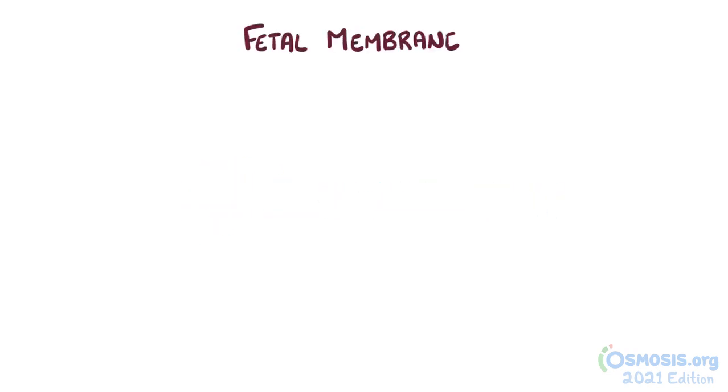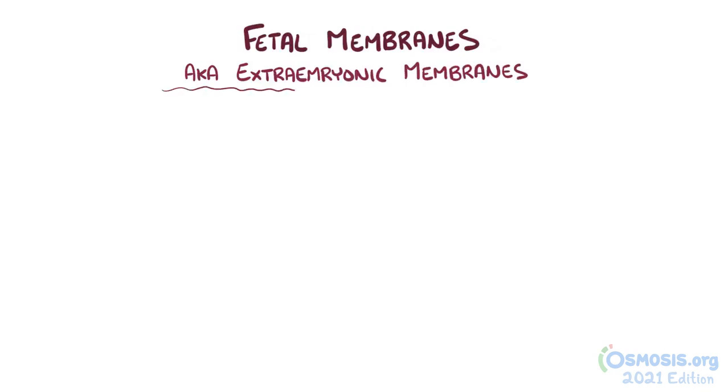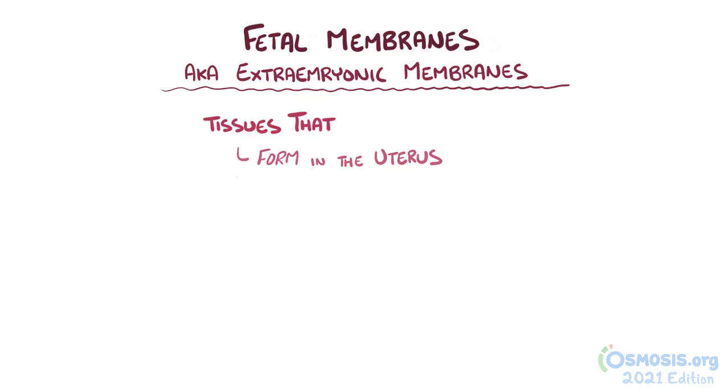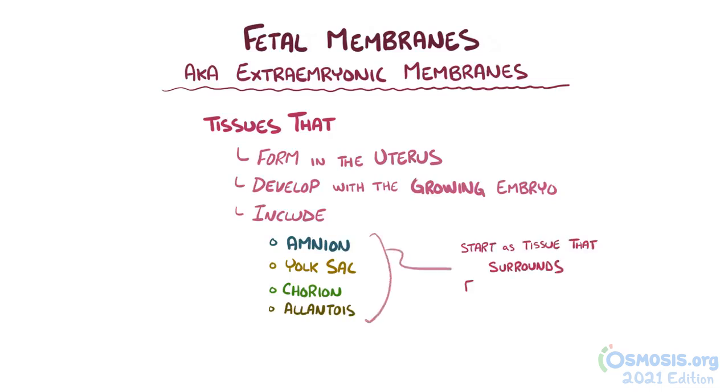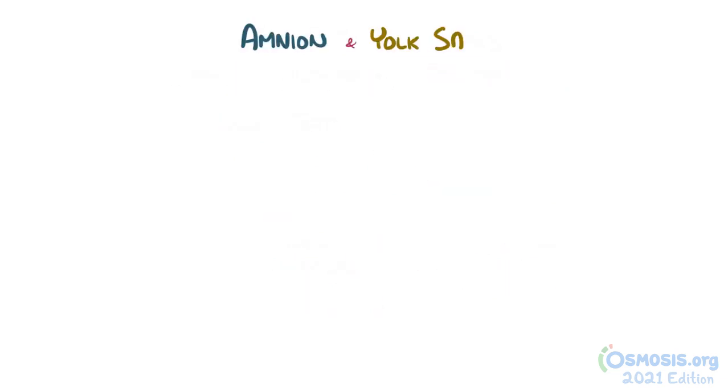The fetal membranes, sometimes called the extraembryonic membranes, are tissues that form in the uterus during the first weeks of development and develop along with the growing embryo. These are the amnion, the yolk sac, the chorion, and the allantois. And each of these membranes starts out as a thin sheet of tissue that surrounds a fluid-filled cavity. The first membranes to form are the amnion and the yolk sac.